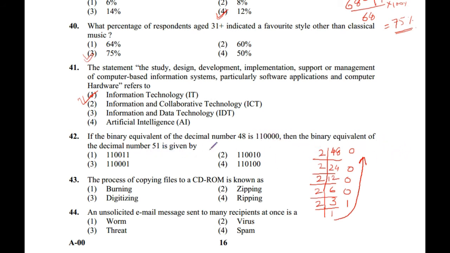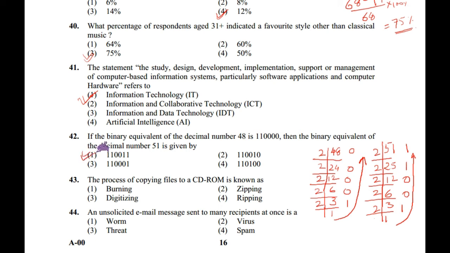Similarly, we can calculate the binary of 51. First divide by 2, so here it would be 25 and the remainder would be 1. Again 12, remainder 1. 6, remainder 0. 3, remainder 0. Then 1 and 1. Again we will read from bottom to top, and our binary number will be 110011. First one is the correct option.